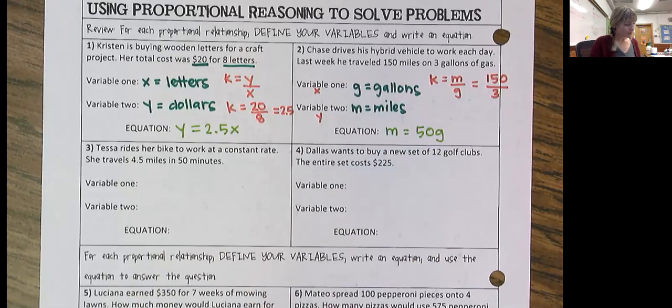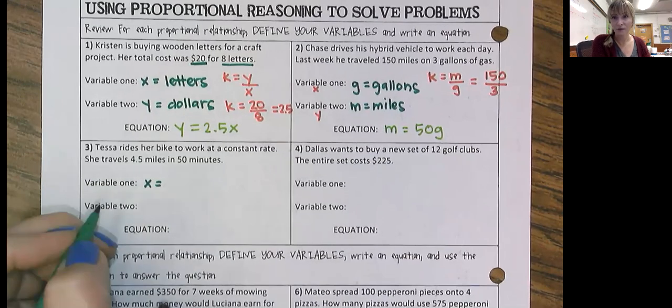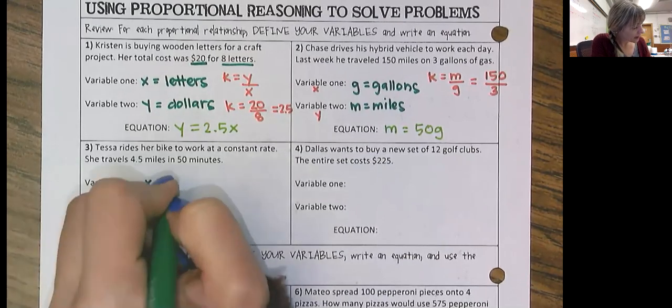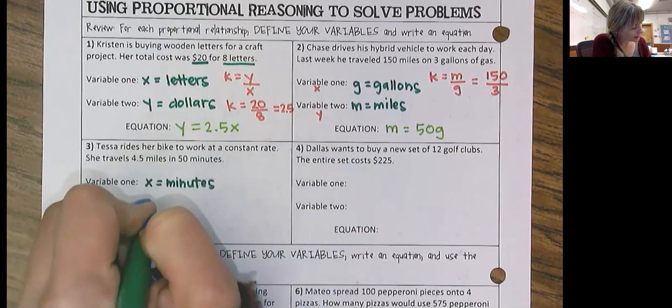Okay, number 3. Tessa rides her bike to work at a constant rate. She travels 4.5 miles in 50 minutes. So let's think about what's going to make sense here. Do I want miles per minute? Oh yeah, that's probably what I would do, because we always say that time goes on the bottom. And if time goes on the bottom, we're going to let it be x. I'm going to go back to x and y for this one, make sure we're seeing the pattern. So x is minutes and y is miles.